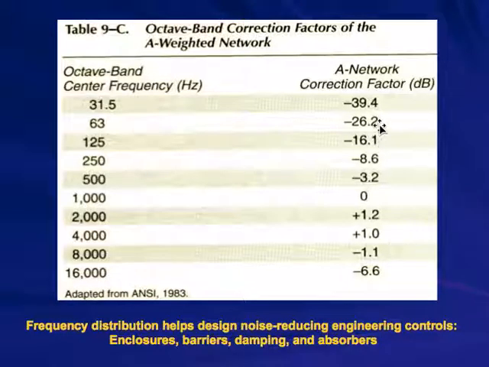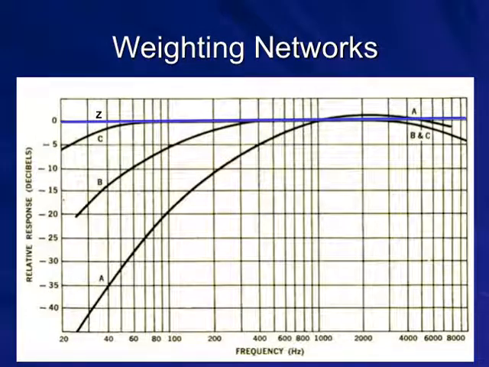So, in order to understand and measure the amount of sound that we're exposed to that is actually affecting us, we use various different weighting networks or weighting bands. The ones that we see most frequently are the C band and the A band.